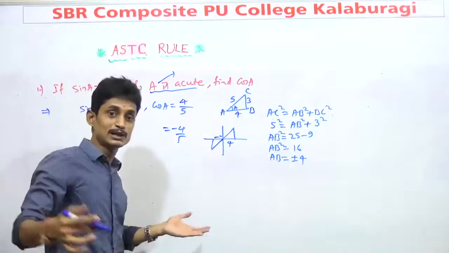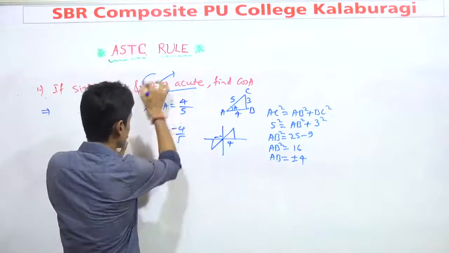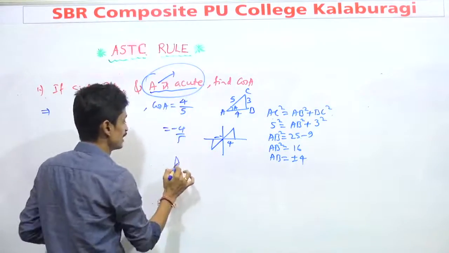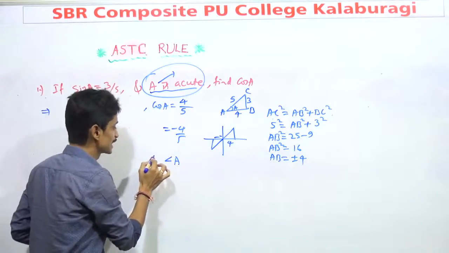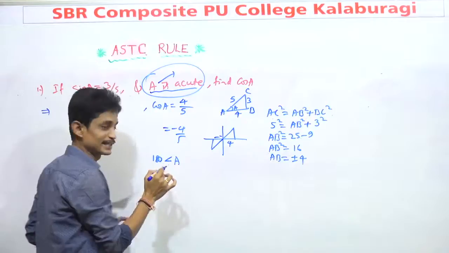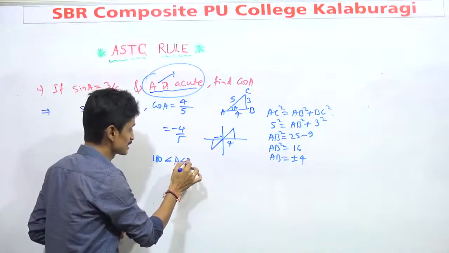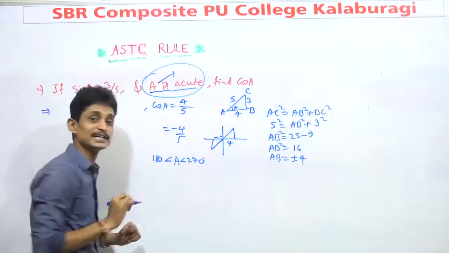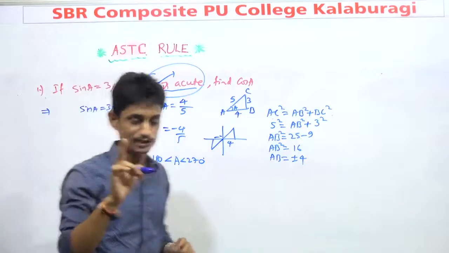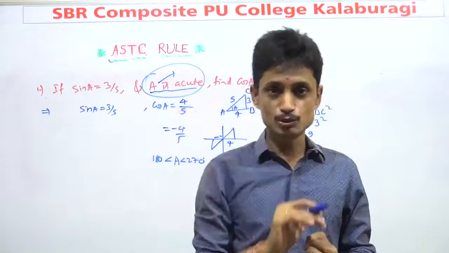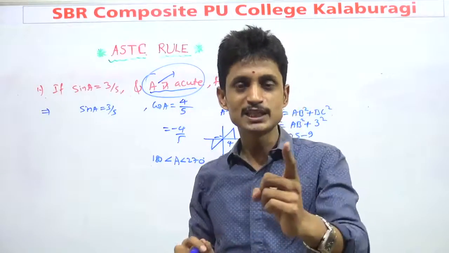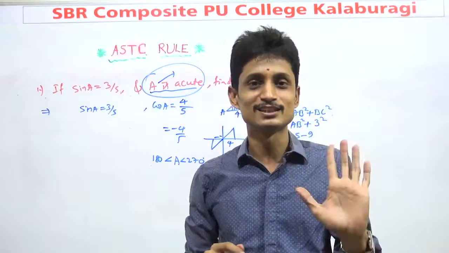Sometimes we will do it like that. Instead of this restriction, A is greater than 180 degree but less than 270 degree. At this time you think properly: greater than 180 degree but less than 270 degree means definitely it lies in the third quadrant.